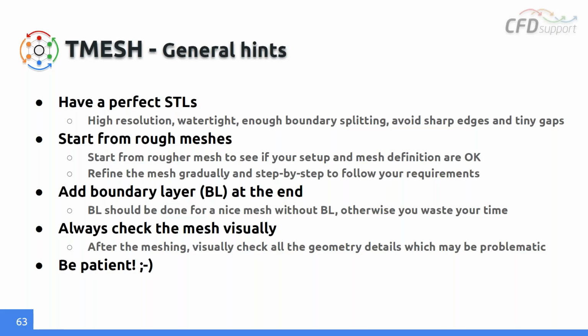Okay, maybe the last one, some general hints. So first you need to have a perfect STL, then you should start from a rough mesh. Create a nice but rough mesh which can be simulated, run the simulation and check if everything works well, if the boundary conditions are okay and if you get some relevant results. Then you can start to refine the mesh more, and you will also have a comparison of the rough mesh and finer mesh, and how it influences the results.